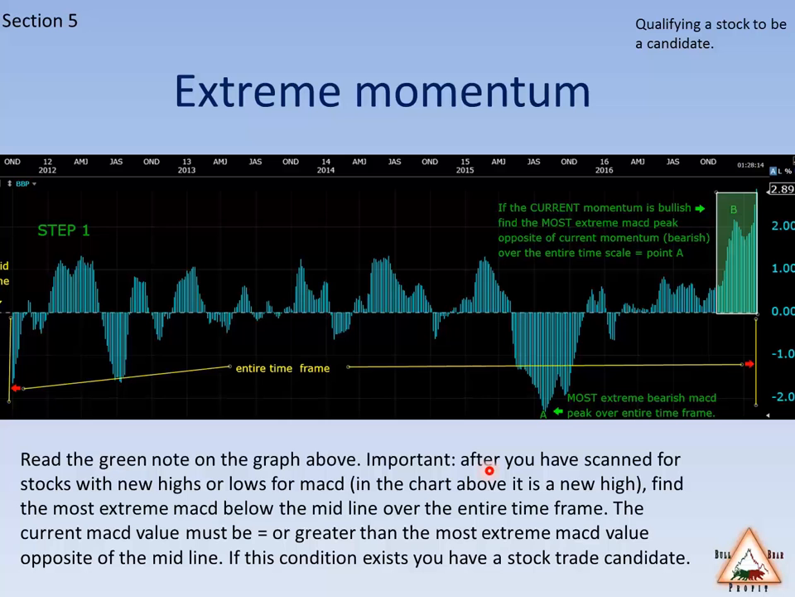Important, after you have scanned for stocks with new highs or lows from MACD in the chart above, it is a new high. Find the most extreme MACD below the midline over the entire time frame. The current MACD value must be equal or greater than the most extreme MACD value opposite of the midline. If this condition occurs, you have a stock graph candidate. And of course that occurred right here.